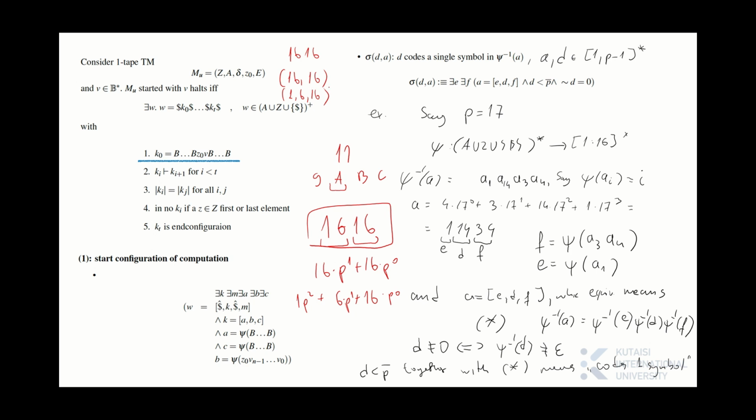However, now let's say it's written in this form, the number, and we want to be able to say that this 16 represents a single symbol. Then what it really says is that if you have sigma d A, d codes just a single symbol in psi minus 1 of A, so in the string, only when there exists E and there exists F such that A is a concatenation of E d F, and d is less than p, and d is not 0, because d is 0 if and only if it comes from the empty string. So this is obvious if you think about it. What I really want to say is that in elementary number theory I can say this sentence that decodes just one symbol.